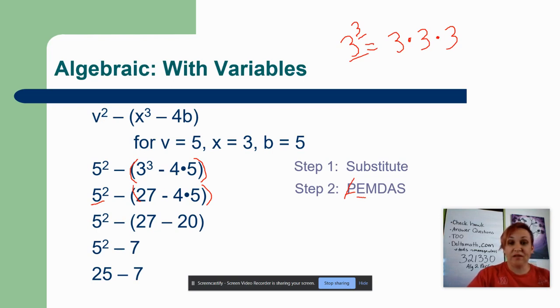I'm down to my very last operation. I'm not even going to check for anything else because there's literally only one more thing I can do. 25 minus 7, which is 18, and 18 would be my final answer. So this is what you would do if you have variables. You would start with substitution, and then you would continue with what we did yesterday.